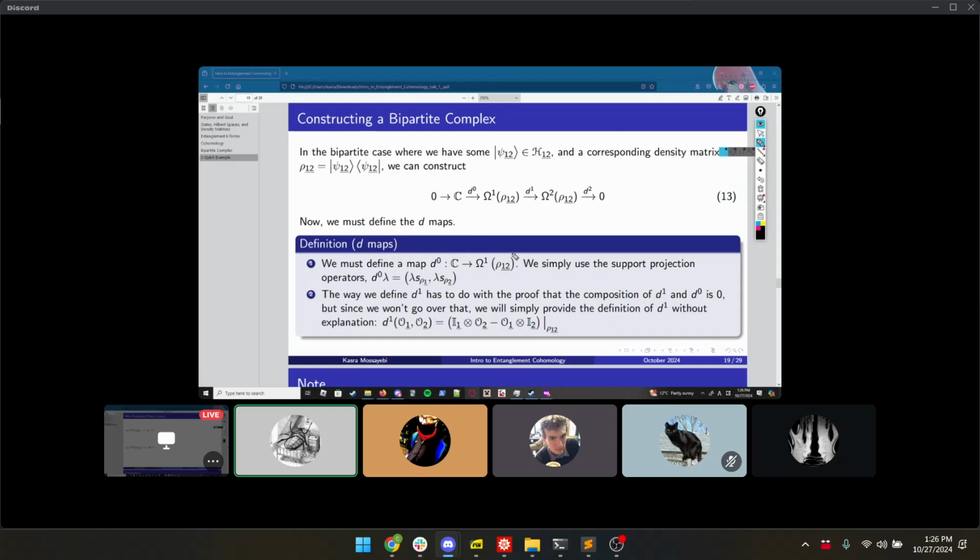But let's first at least define what the maps are. For D0, taking the complex number to some entanglement one form, all we do is use support projection operators on some constant complex number lambda. So that makes sense. Just project. D1 though is a little more complicated, since the proof that the composition of D1 and D0 is 0 is involved. Since we won't prove that, I'm just going to define D1 without explaining why. D1, first you have the identity tensor 0, 2, then minus 0, 1 tensor identity of subsystem 2. And then, of course, just restrict because we love restricting things. And in D2, of course, you restrict things.